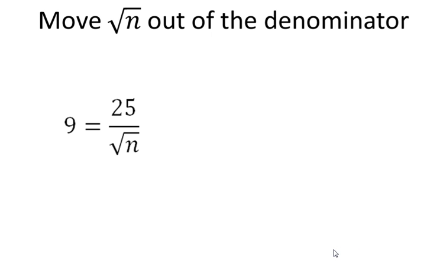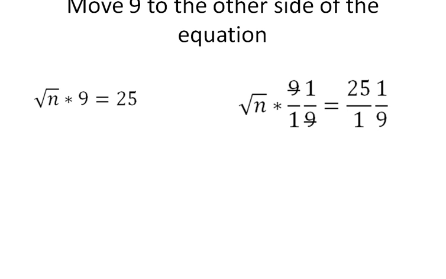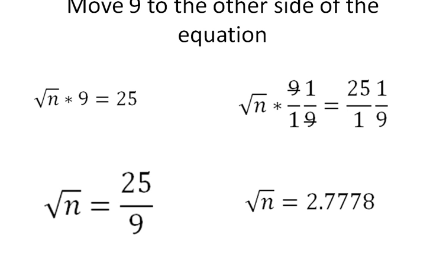The first thing we need to do is move the square root of n out of the denominator. We do that by multiplying by the square root of n, bringing it to the other side of the equation, and so you end up with this: the square root of n times 9 equals 25. We still want to isolate n, so we move 9 to the other side by doing the opposite. We divide by 9, and we get the square root of n equals 25 over 9, which equals 2.778.